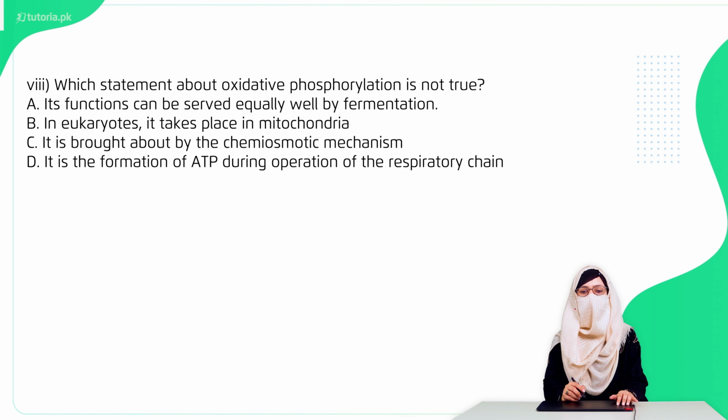Eighth है: which statement about oxidative phosphorylation is not true. Option A its function can be served equally as well by fermentation, option B in eukaryotes it takes place in mitochondria, option C it is driven by the chemiosmosis mechanism, option D it is the formation of ATP during operation of the respiratory chain. The right option is option A its function can be served equally as well as fermentation.